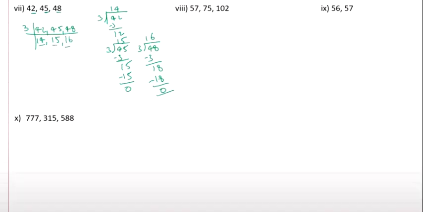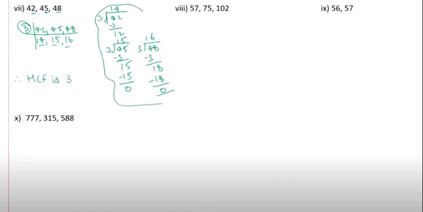Now the numbers are such that no more division is possible with all the three numbers simultaneously. That is, we don't have a common factor now. So you can write HCF is 3. Moving on to the next sum, 57, 75.